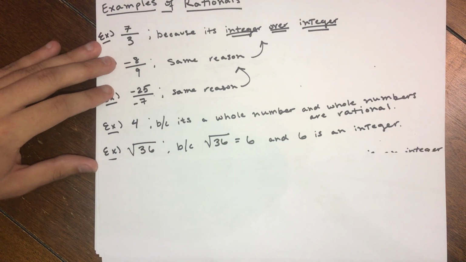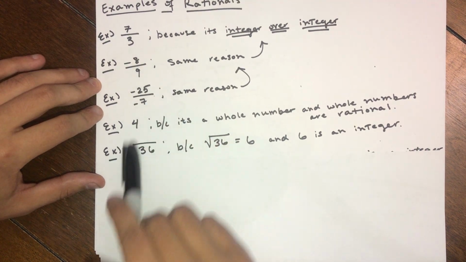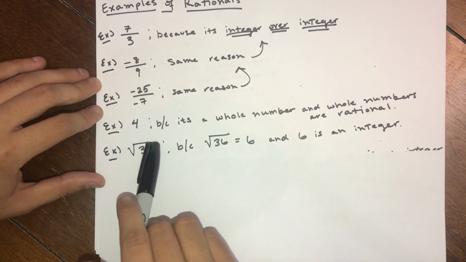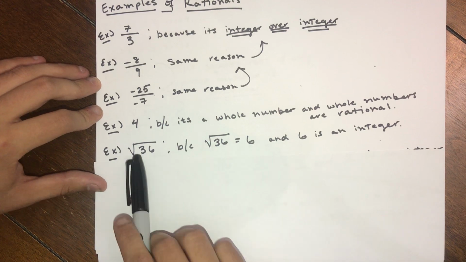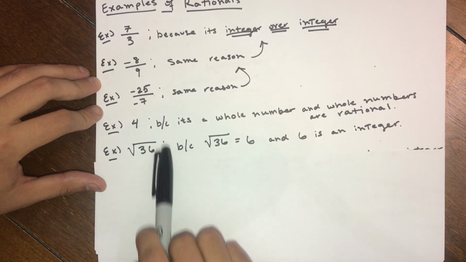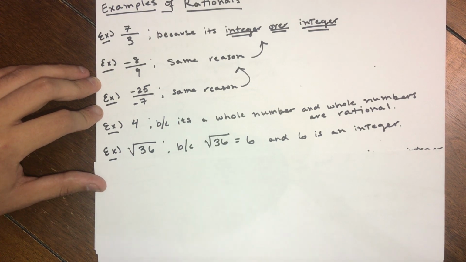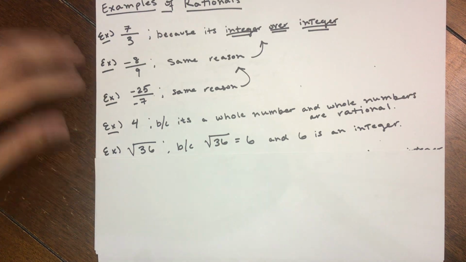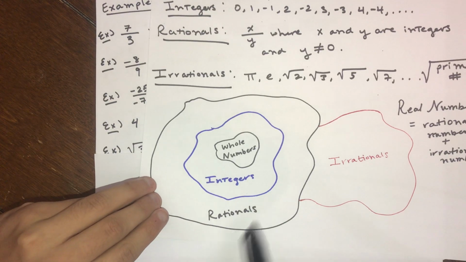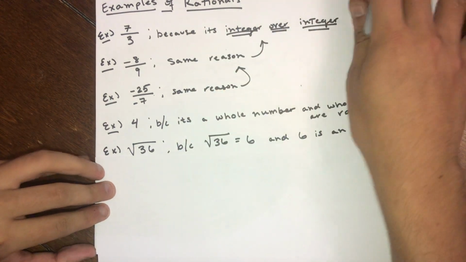And not only can we look at numbers that look like fractions, but also, for example, right here we have the square root of 36. The square root of 36 is rational because that's what this B/C stands for, because the square root of 36 is 6, and 6 is an integer. And integers live in the rationals. So that means that the square root of 36 is rational.